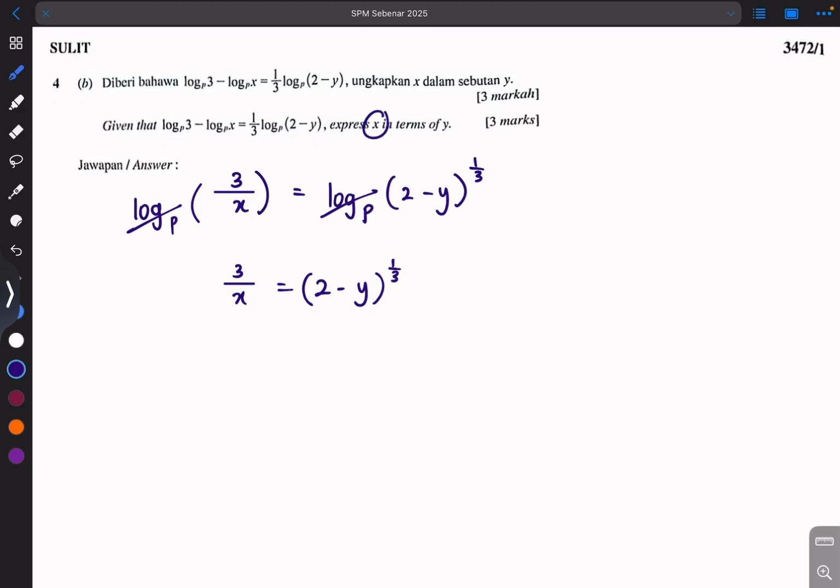They want us to express x in terms of y, so we need to make x the subject. So what we can do is, this one and this one, we can swap. So we put 3 over (2 minus y) to the power 1 over 3 equals to x. This will be our answer. So we can just rewrite it: 3 over (2 minus y) to the power 1 over 3. Done. That's it.